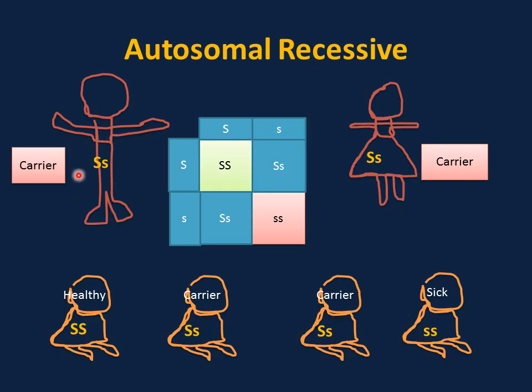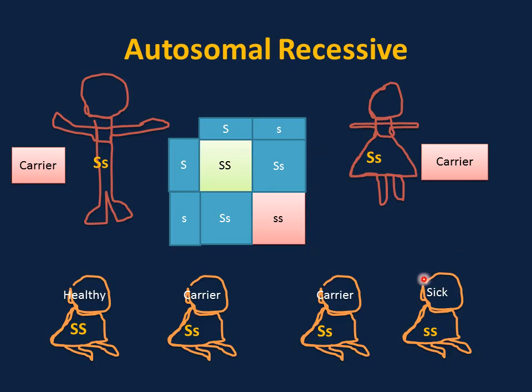So in this case, for example, this is a father with sickle cell trait, this is a mother with sickle cell trait. If they decide to have children, there are four possibilities. 25% chance to have a healthy child, 50% chance to have a child carrying the disease or having sickle cell trait, and another 25% chance to have a child with sickle cell anemia. So with autosomal recessive, they can have carriers. With autosomal dominant, there is no carrier, either sick or not sick.